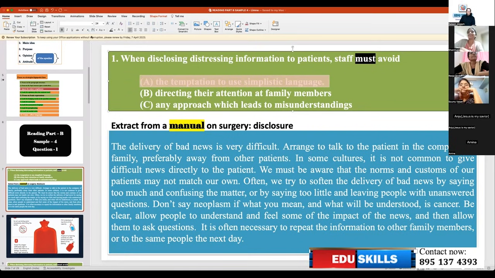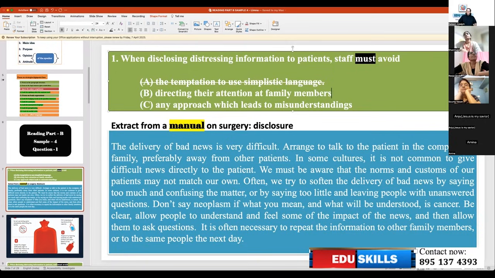layman's language. It's meaningless to say you should use all the jargon so that the patient doesn't understand anything. That is the first option, right? So you agree with that? Avoid the temptation to use simplistic language, or simple language. You should use simple language. That is common knowledge, general knowledge.